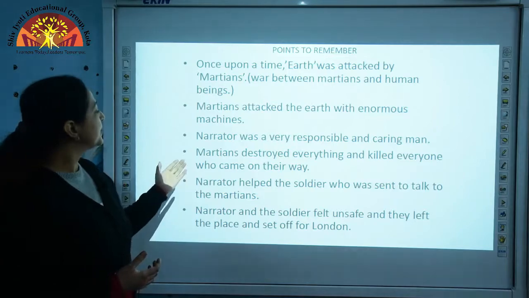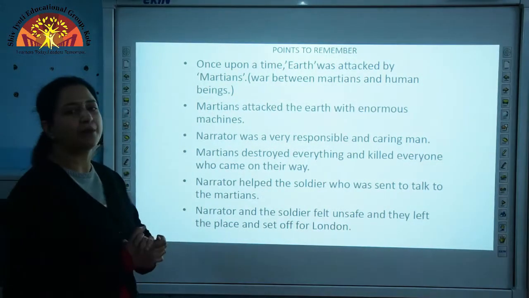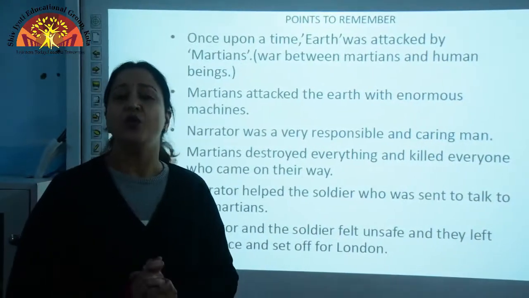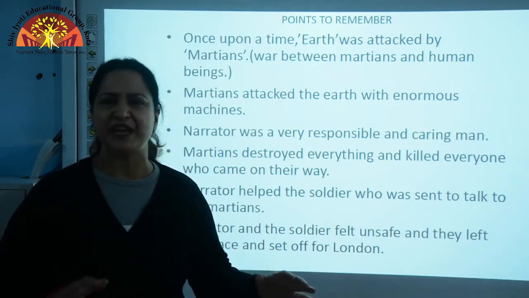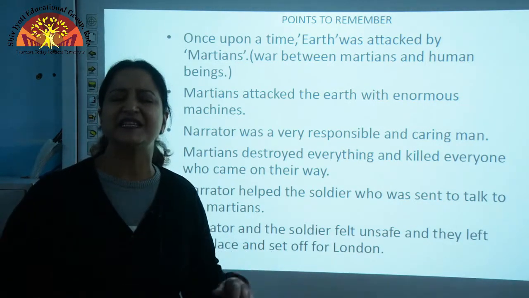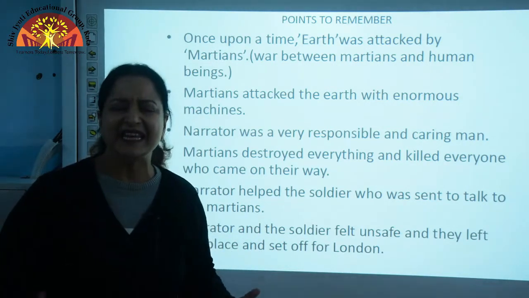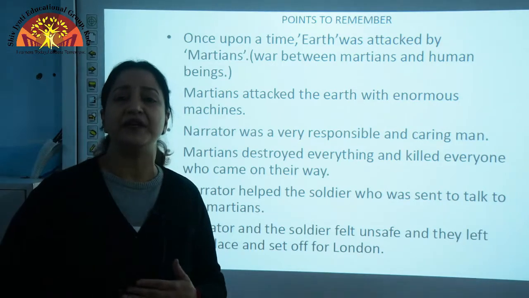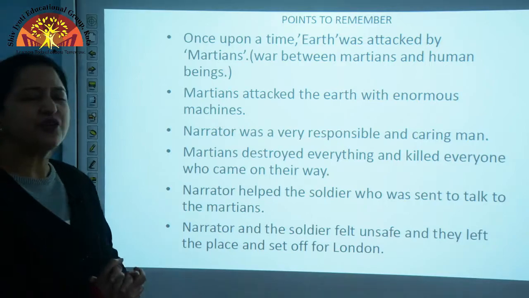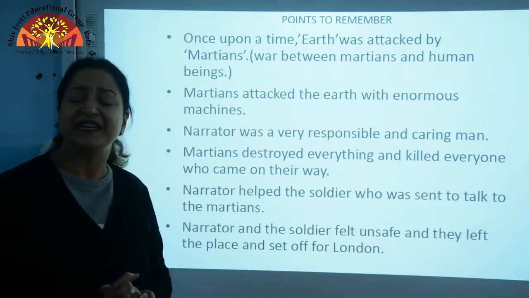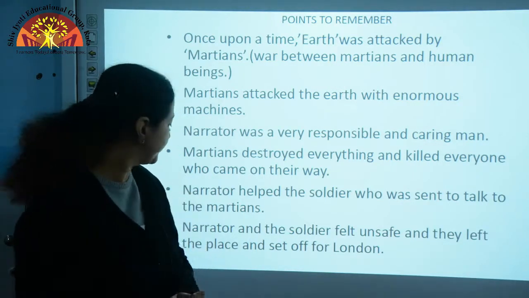Moving forward, Martians destroyed everything and killed everyone who came in their way. They were destroying houses, damaging trees, destroying shops, and killing everyone who came in their way. So the narrator was very sad, and very uncertain about what was going to happen.